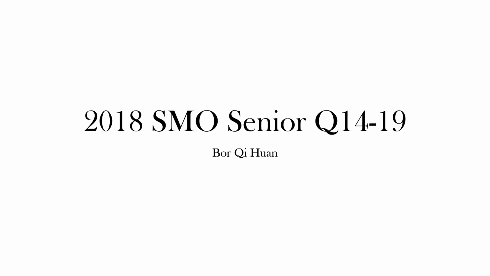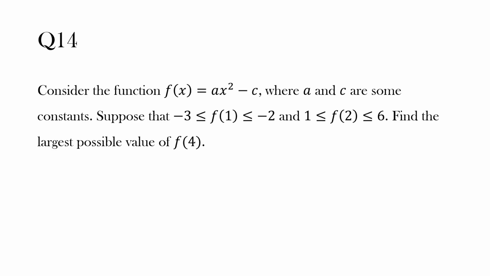Hello everyone, today I'll be presenting the solutions to 2018 SMO Senior questions 14 to 19. For question 14, we are given a quadratic function and the values f(1) and f(2) are bounded between some numbers. We're asked to find the largest possible value of f(4).